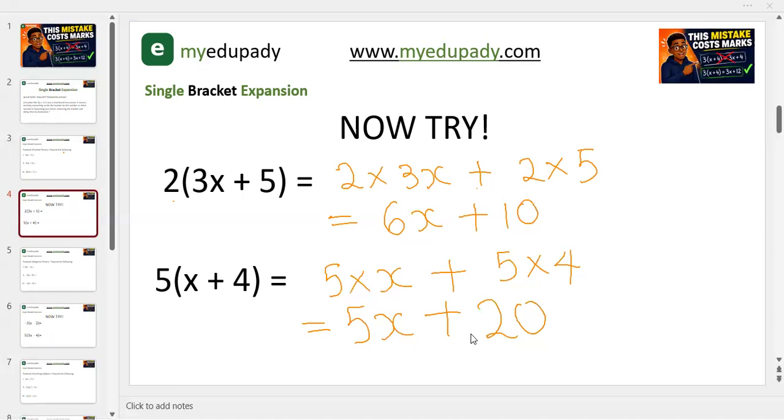All right, now we've been able to establish the fact that we now understand the positive bracket expansion. Now, what if we are dealing with negative numbers? What if we have a negative term inside our bracket, or we are multiplying by a negative term? So let's take a look at that in our next example.